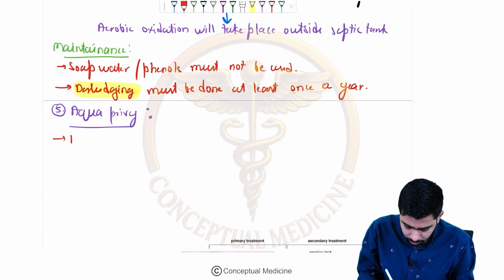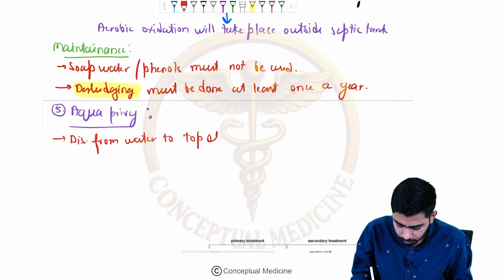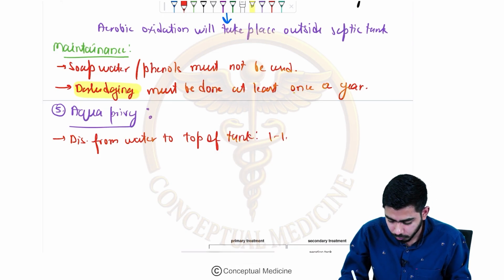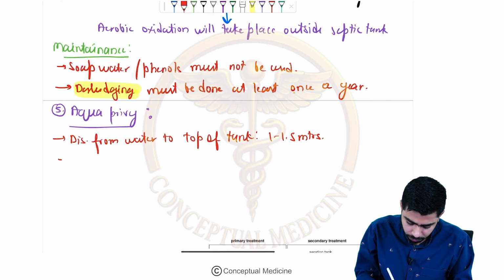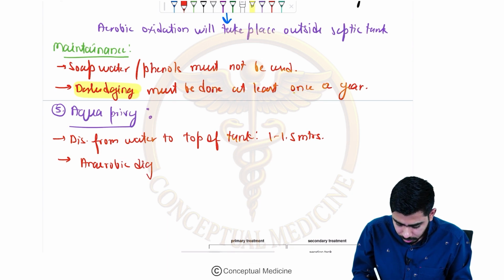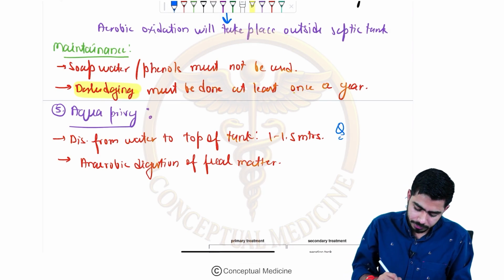So the distance from water to the top of the tank should be around 1 to 1.5 meter, and that was the question which was asked over here in the aqua privy. The next point we need to mention is that anaerobic digestion of fecal matter is taking place inside this tank. Okay, please remember this particular MCQ that has been asked.